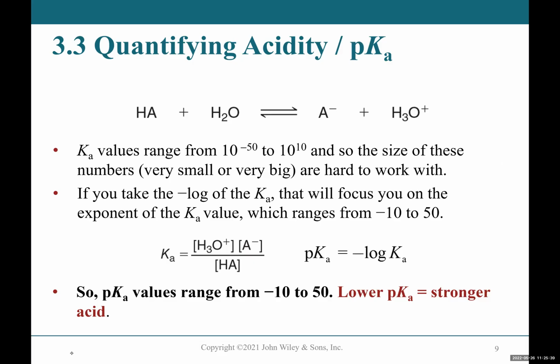All they did right here was they took the log. It says Ka values range from 10 to the minus 50s to 10 to the 10. So the size of these numbers is very large or small. To bring this up to scale, they take the minus log. So if you take minus the log, you're going to get this equation right here: pKa equals minus log of the Ka. So just showing you how to derive that equation.